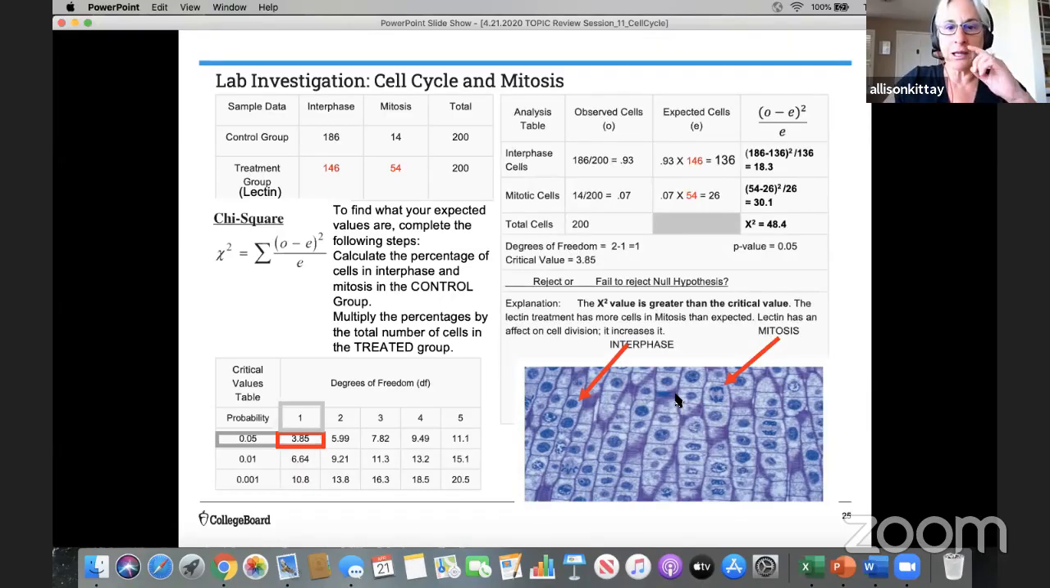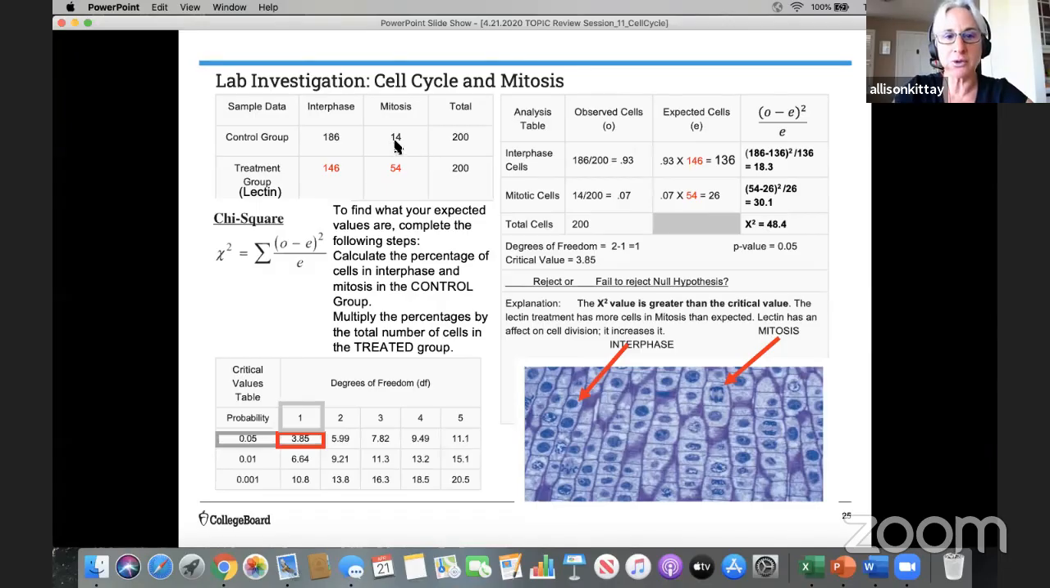So when we look at that, we see that we've got 186 cells out of 200, which gives us a frequency of 0.93, and we multiply that by the total number of cells in the lectin group in interphase. And we can see that we get an expected value of 136. Let's do that again for the mitotic cells, right?